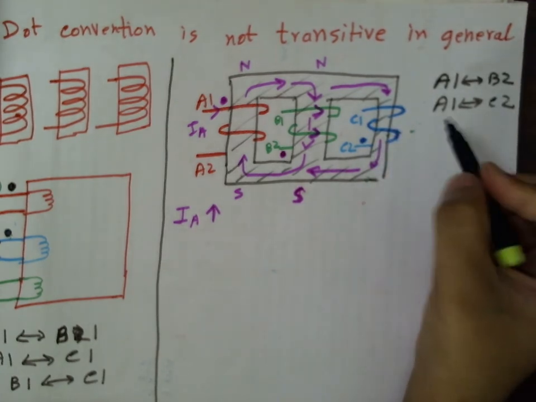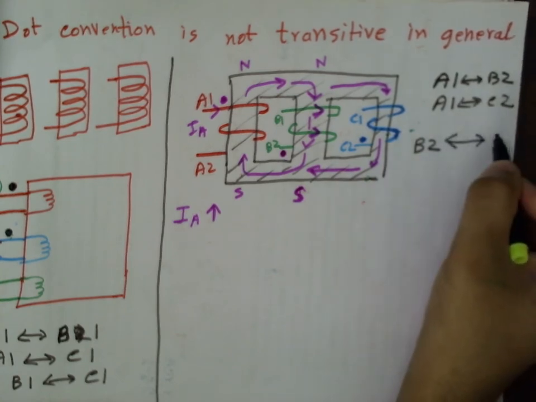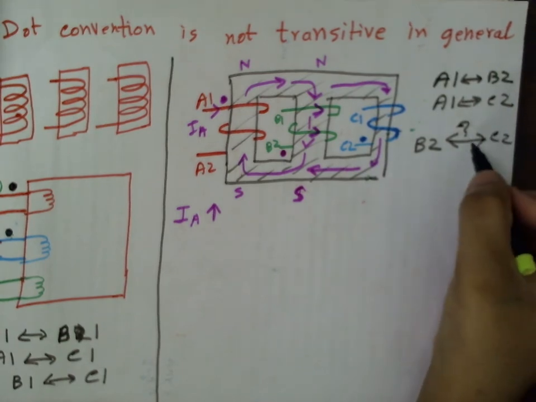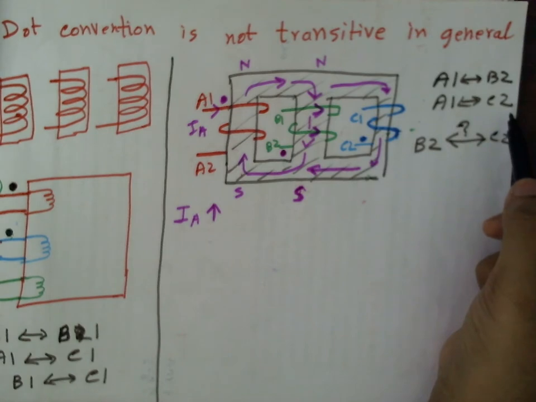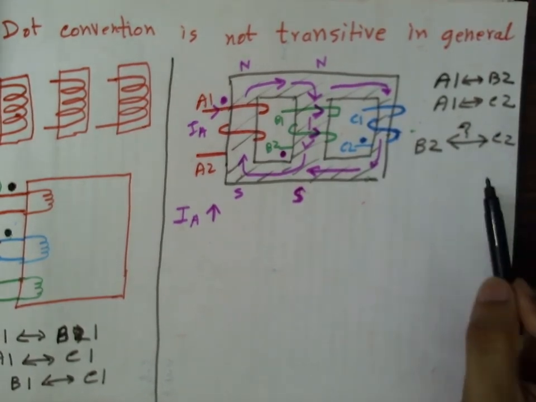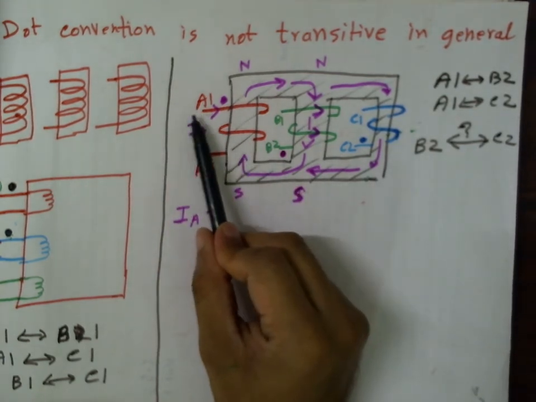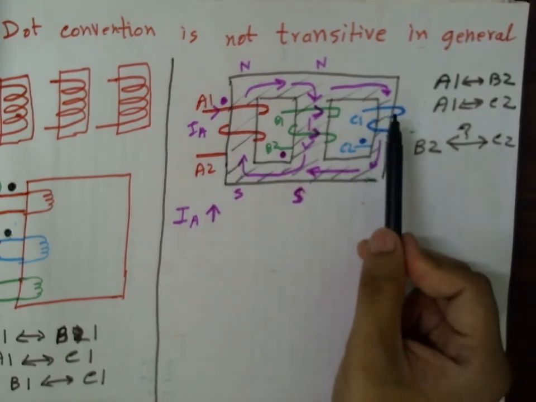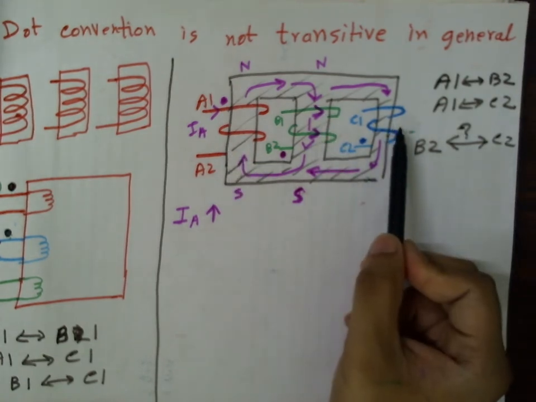Does that mean B2 and C2 are similar? So I put a question mark. A1 and B2 are similar, A1 and C2 are similar. Does that mean B2 and C2 are similar? I have a question mark. Let's analyze. So in the previous analysis, we have driven a current through coil A, and these two coils remained passive. So coil A was active, these two coils were passive.